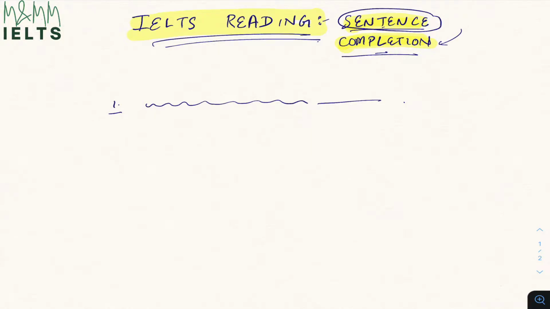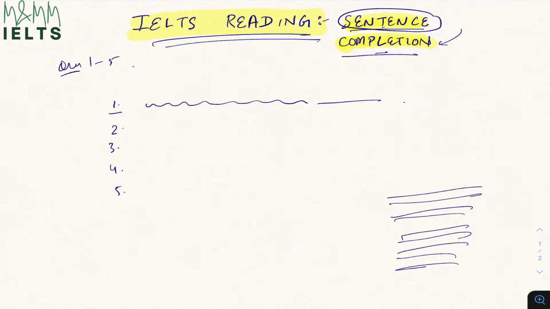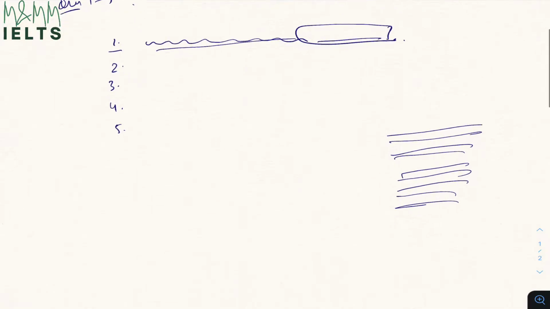Let's say they will say solve the questions number 1 to 5, something like this. So you will have different questions and each question will obviously carry 1 mark each, and then you will have a few paragraphs given to you. Using the information from the paragraph, you have to identify where the sentence is and then fill out the missing words.